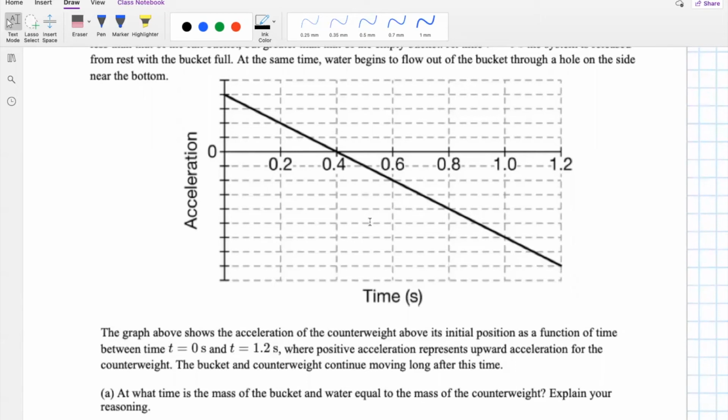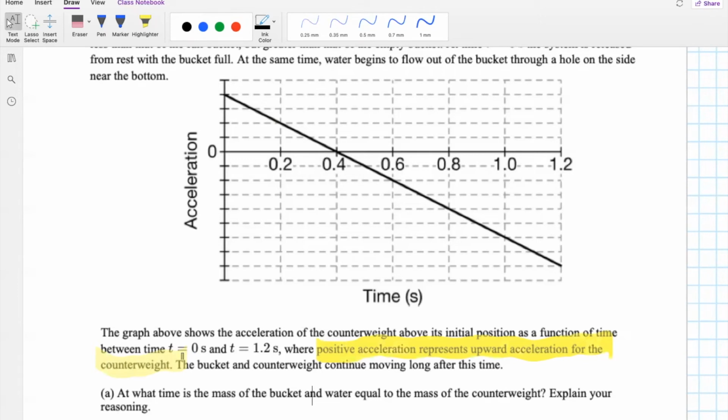The graph above shows the acceleration of the counterweight above its initial position as a function of time between the time t equals 0 seconds and t equals 1.2 seconds, where positive acceleration represents upward acceleration for the counterweight. So they are defining direction here for us. This is important because our answers must be consistent with this direction.